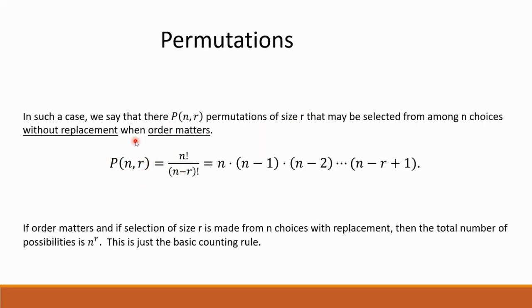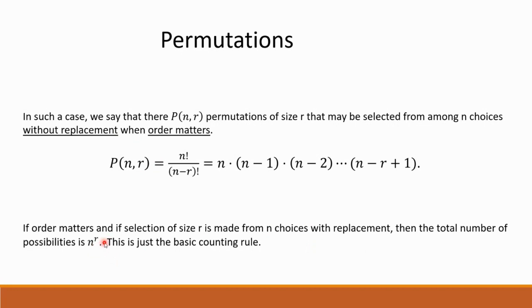And if order matters, but replacement is allowed. Without replacement means no repetition. With replacement means repetitions allowed. Then the total number of possibilities, where order matters but with replacement, is n to the r. Again, you're making a list with r items in it, and for each item, there's n possible choices. Okay.